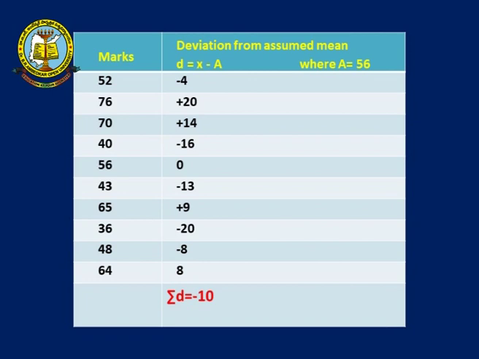Adding this second column total, add all the observations. What is that? Minus 4 plus 20 plus 14 minus 16 plus 0 plus 9 minus 20 minus 8 plus 8. The sum indicates what? The deviation from the assumed mean. The sum of the observations is equal to minus 10. Now we can apply the formula for this.